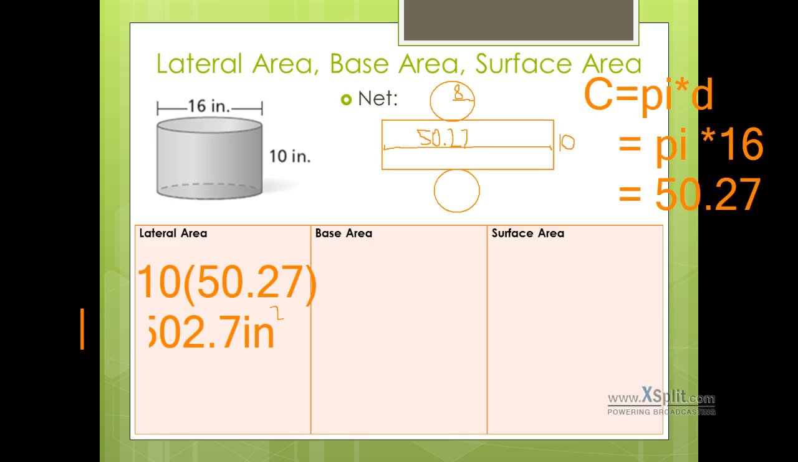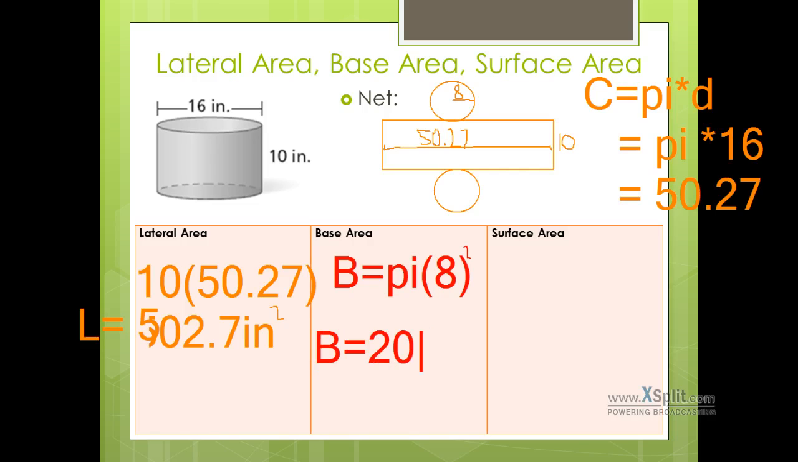I can rewrite that a little better. Lateral area equals 502.7. Base area, I'm going to go ahead and write that in red. Base area is always just pi r squared, pi times 8 squared. Plugging that into my calculator, I know 8 squared is 64, so 64 times pi is 201.06. Base area is 201.06.